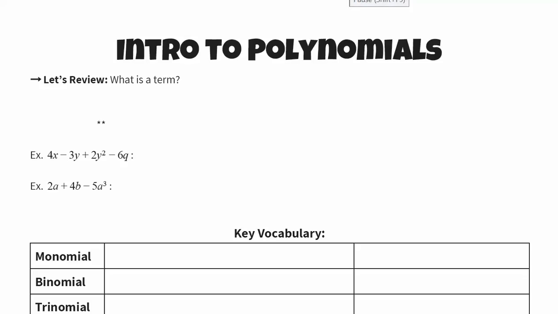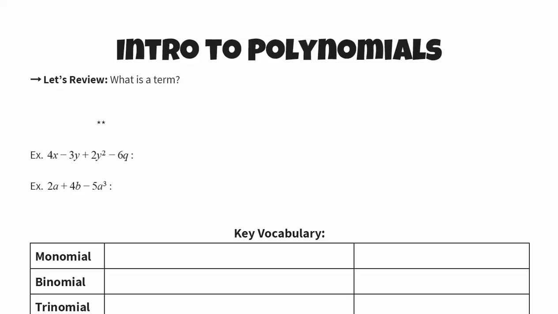Today we're going to give you a very brief introduction on our polynomials unit. This unit covers a lot of vocabulary, so I recommend taking a highlighter, and every time you see a vocabulary word, you highlight it so you can access it again at a later time.